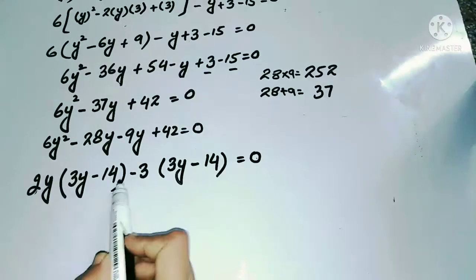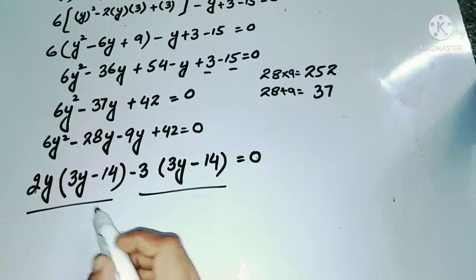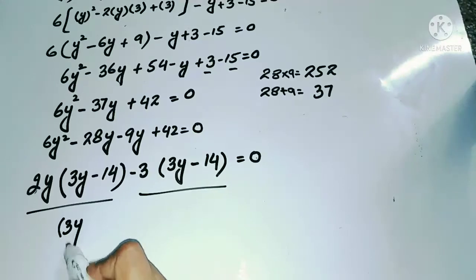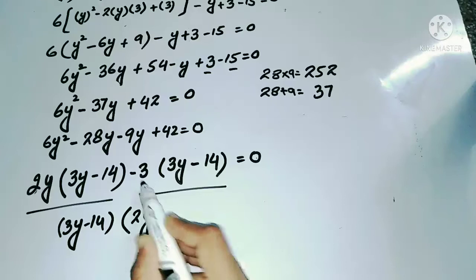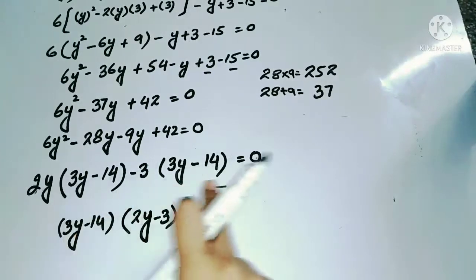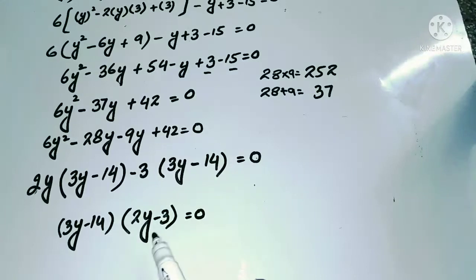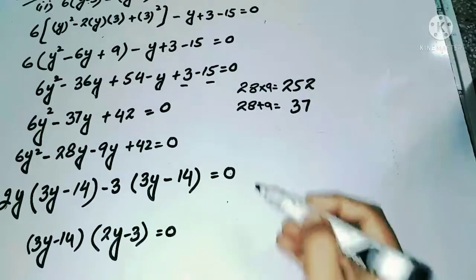Now you can take 3y minus 14 common from this whole term and from this whole term, because 3y minus 14 is present in both terms. Now what's left here is 2y, and what's left here is minus 3. See, these both terms are equal to 0. Okay. Now I can make them equal to 0 to find out the values of y. So I'm doing the rest of the sum here.